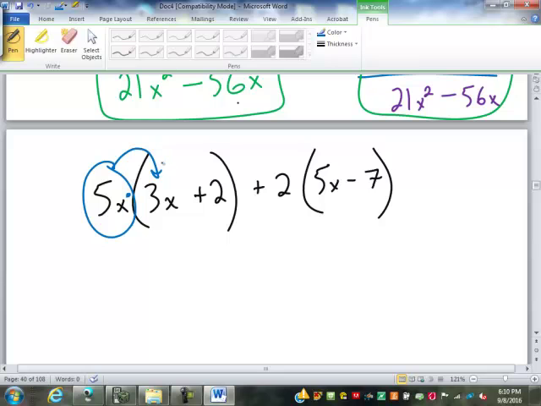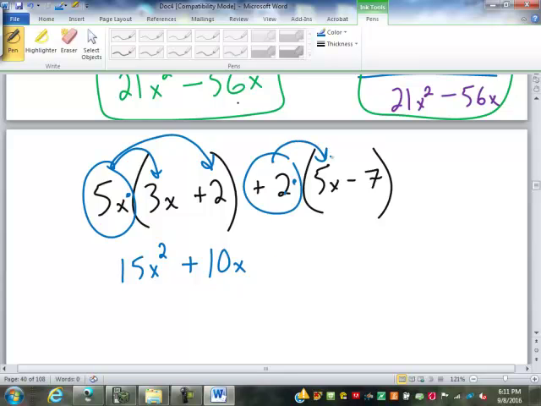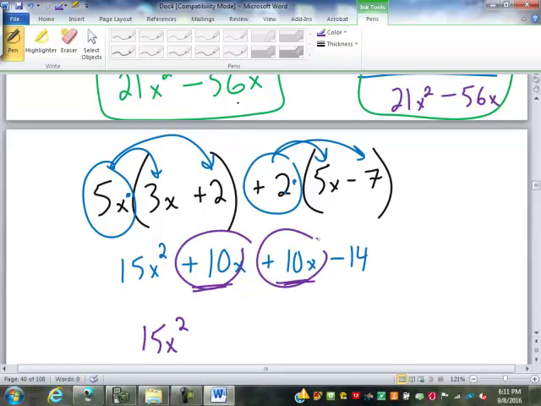So 5x times 3x, 15x squared, perfect. 5x times positive 2, positive 10x. Now we have this other one, we have to multiply by the 2. 2 times 5x is 10x. 2 times negative 7, negative 14. Are we done? No, we still have pieces that have the same name that we can combine. The 15x squared has nothing to combine with. But we do have 10x and 10x, which makes 20x. Then the negative 14.